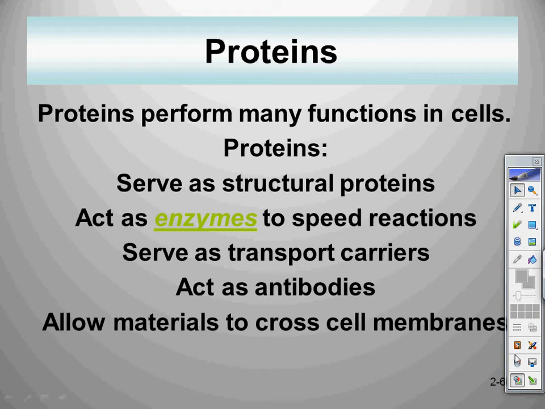But most of them are structural proteins, and most of them help speed up chemical reactions. So enzymes are an example of a protein. Proteins also serve as transport carriers, basically things that help move large materials from one area to another. They act as antibodies, and they allow materials to go across our cell membranes, which are made of lipids.